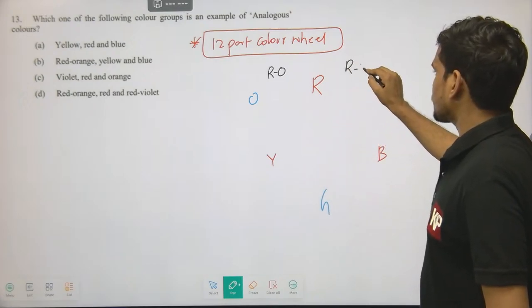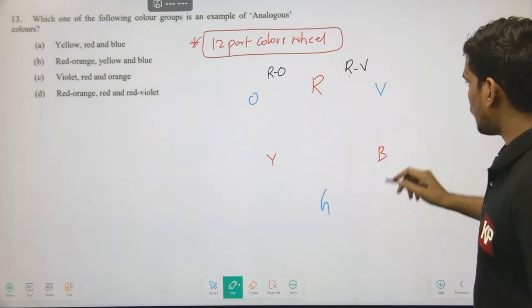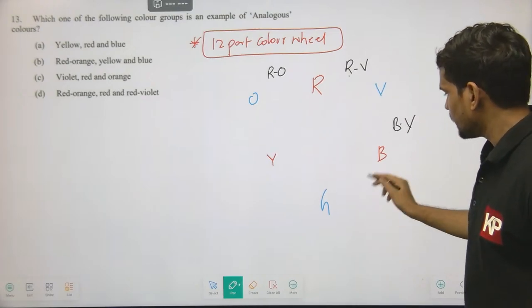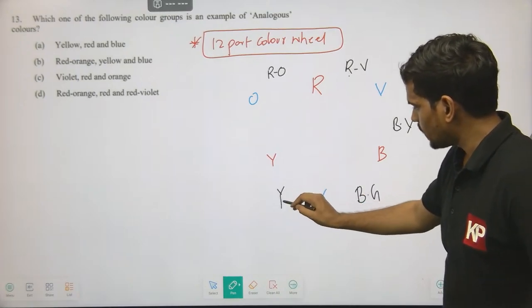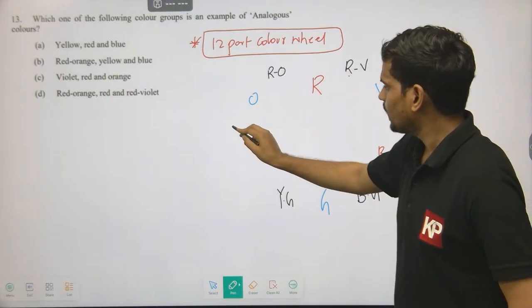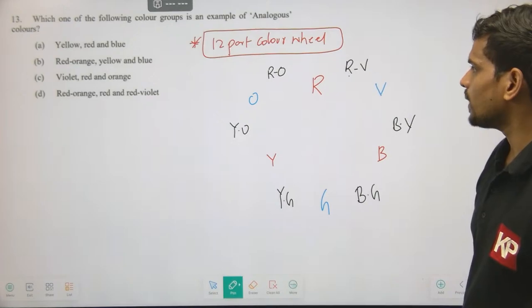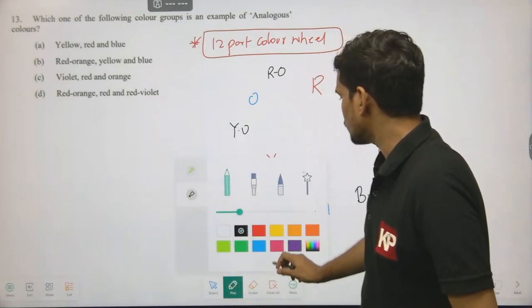Red violet is the next. You always write the name of the primary first and then the secondary name after it. Blue violet is the next intermediate color, BV. Then here you have blue green, yellow green, and here you have yellow orange, right? So from these three, which is a set of analogous colors, you need to find out the option which is.